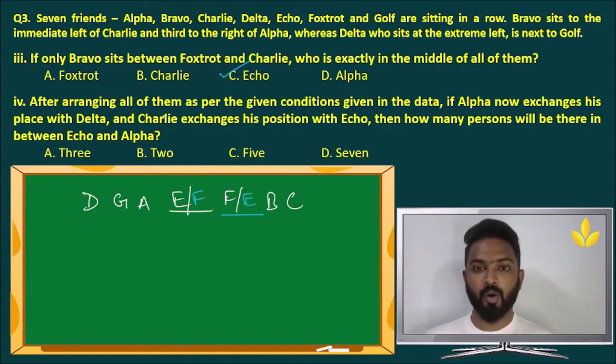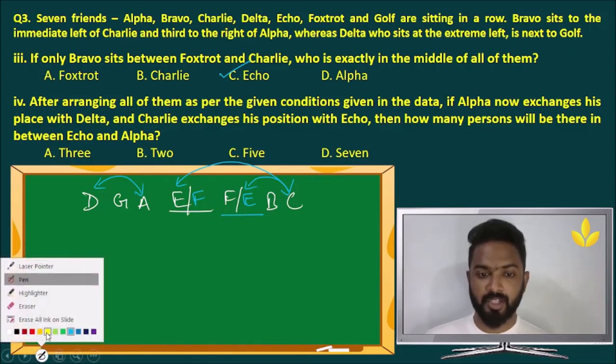After arranging all of them as per the given conditions, Alpha now exchanges its place with Delta, and Charlie exchanges his position with Echo. Now the issue over here is there is no proper place for Echo. So Charlie can sit here or here. But Echo has only one place to go to, that is this one.